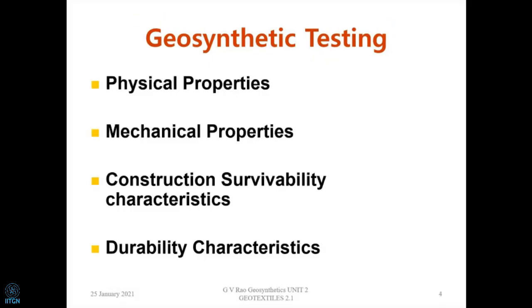For doing this, we got four different kinds of characteristics or properties. One, of course, is the physical properties, and the second is mechanical properties. Third is the construction survivability, or sometimes today we call it installation damage. And then, of course, durability. Once everything is done properly, is it going to be durable for the design life of the structure? So these are the four things which are going to be important for us.